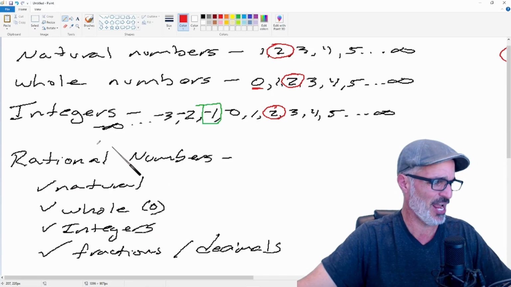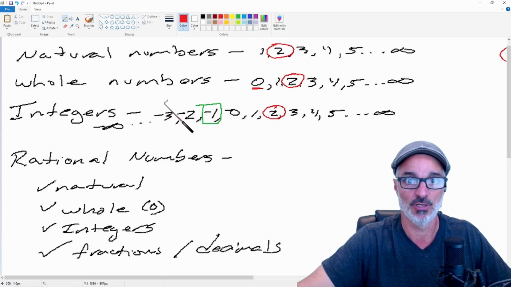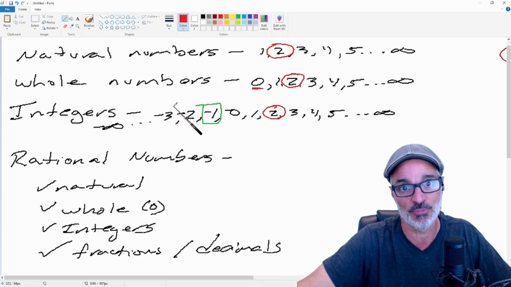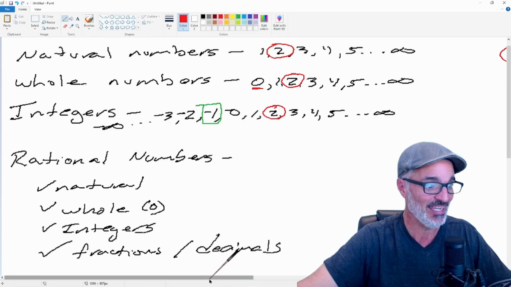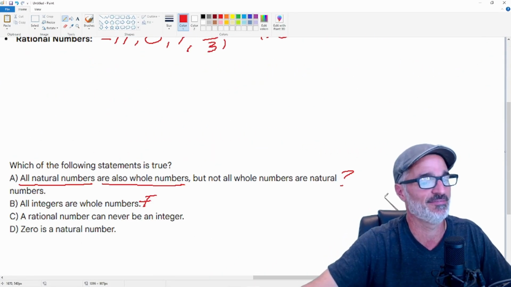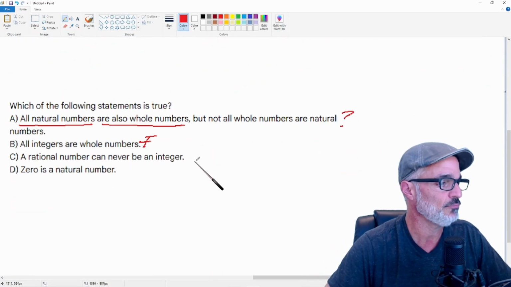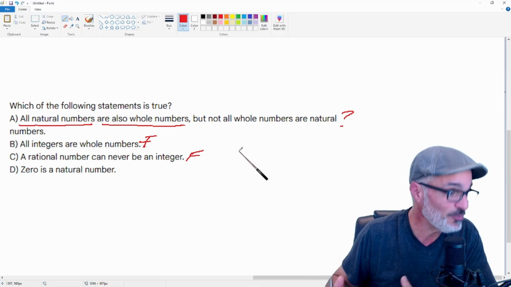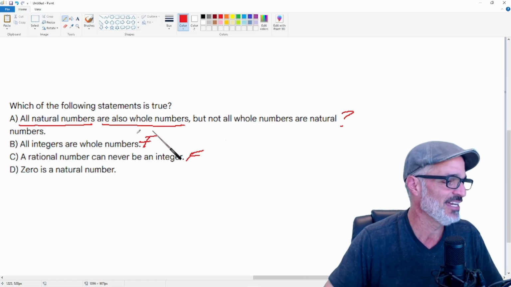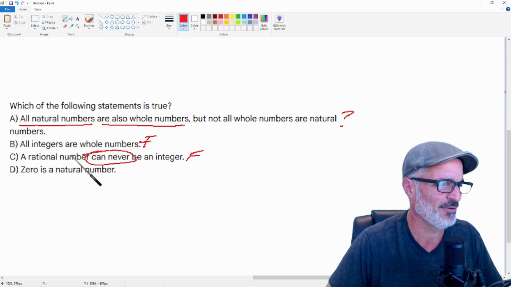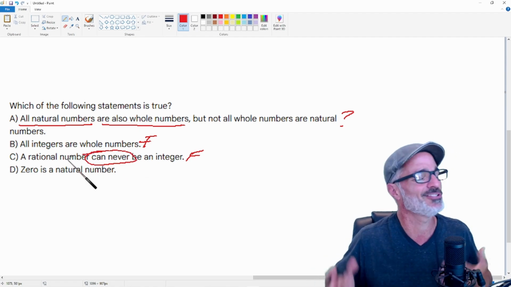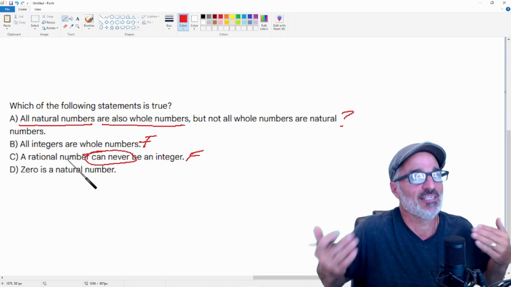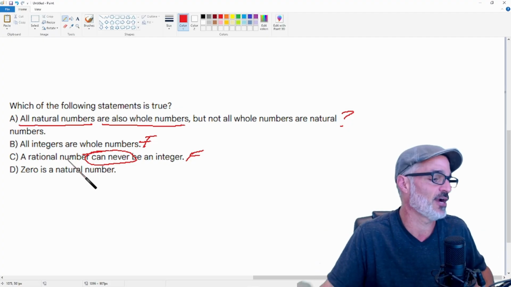What do you mean that a rational number can never be an integer? All integers are rational numbers. So, duh, yeah, it can. So that is false too. It's false because integers are included in rational numbers, and the fact that it says "can never be an integer" is wrong, because integers are part of rational numbers.